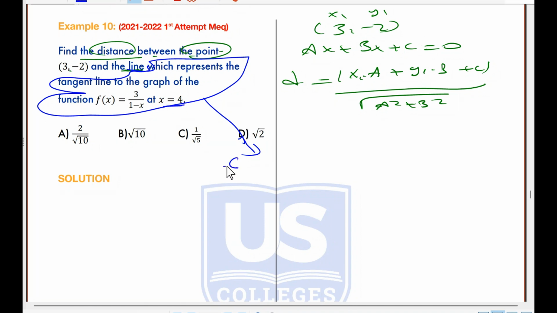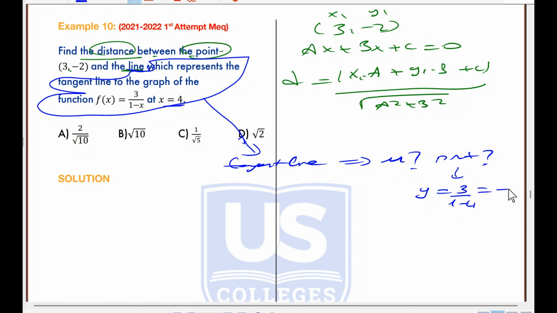To write the tangent line, remember we need a slope and a point. What is given? x is given. So by substituting x in the function, we'll find y. To find the point, y equals 3 over 1 minus 4, which is 3 over minus 3, minus 1. So my point is 4, minus 1.